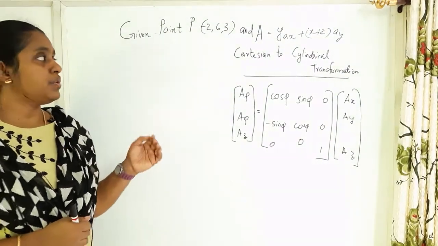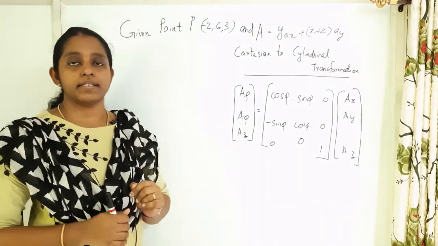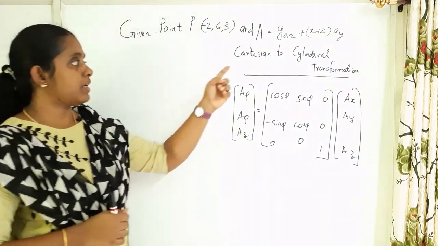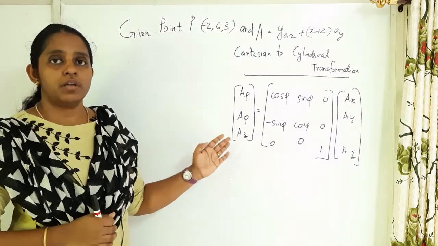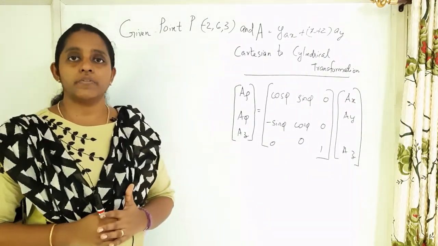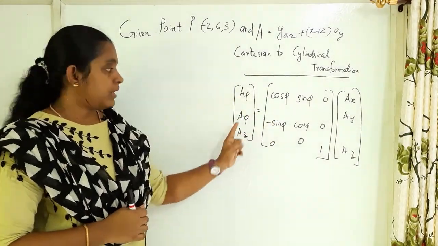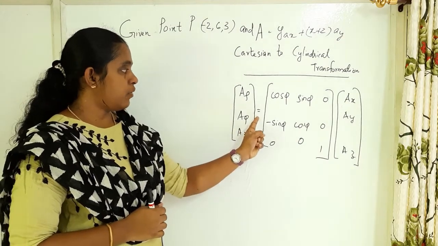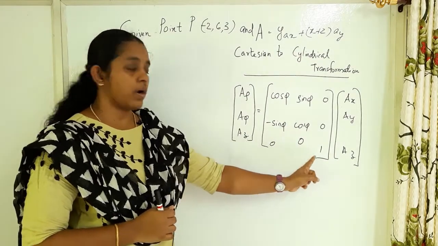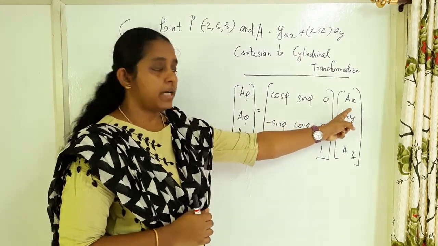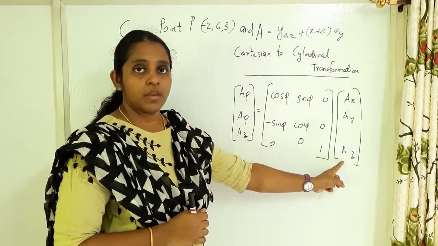Next we have to convert this vector A in the Cartesian system into the cylindrical and spherical systems. First we convert from the Cartesian vector into the cylindrical vector. We already studied the transformation matrix. To convert from Cartesian to cylindrical, we apply this transformation: [a rho, a phi, a z] equals the matrix [cos phi, sin phi, 0; -sin phi, cos phi, 0; 0, 0, 1] times the Cartesian components ax, ay, az.